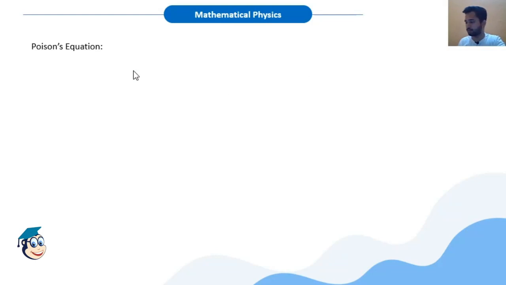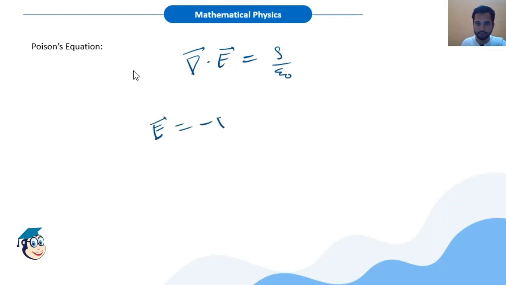Okay, so let us see Poisson's equation. Let us do it quickly. We know from the differential form of Gauss law that del dot E is equal to rho over epsilon naught. This is the differential form of Gauss law. We also know from potential that E is equal to negative gradient of potential. This is the relation between electric field and potential.